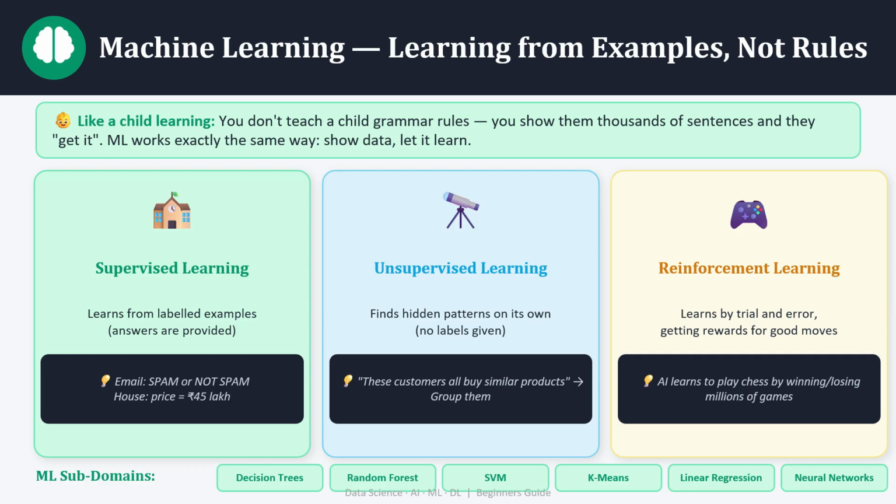Now come to machine learning. So, learning from examples, not rules. Like a child learning, you don't teach a child grammar rules, you show them thousands of sentences and they get it. The example is that you are not going to teach grammar to a particular child. You are just giving thousands of sentences, and the child reads them and learns the grammar automatically.